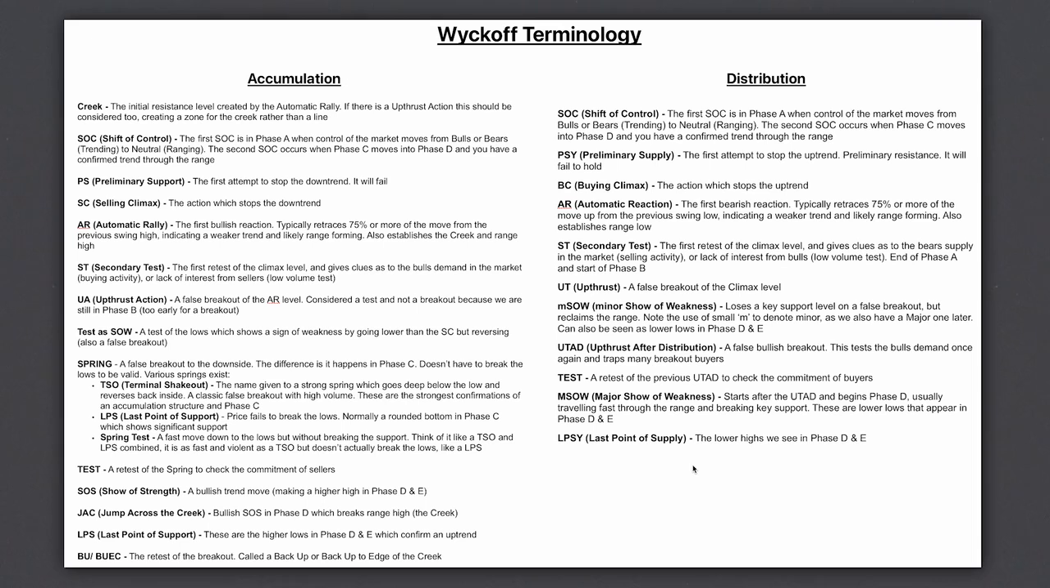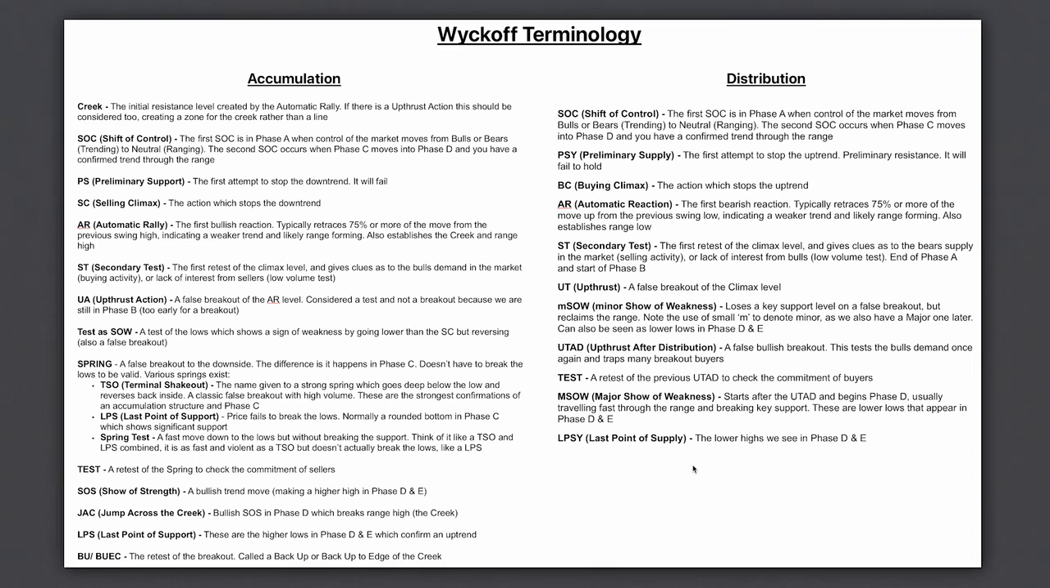UTAD, upthrust after distribution. This is very common, what everyone will have seen. This is the ultimate trap that you will see when price pushes above the high after pushing a few times. It's a false bullish breakout. It comes back below. This is testing the bulls' demand once again and always traps breakout buyers. And that is usually the actual top. We have tests. So then you have a test of the previous UTAD to again check the commitment of buyers. And the tests are the ones that offer the good entries for trades.